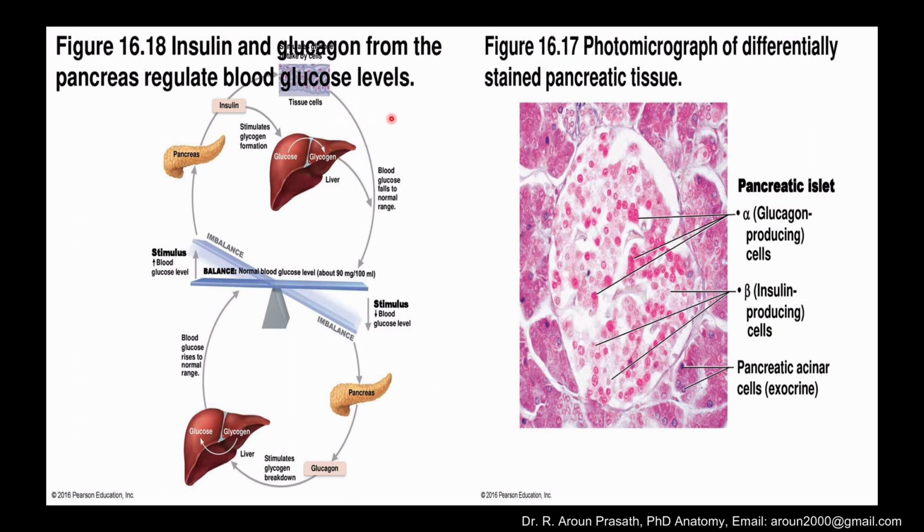Thereby the glucose level in the blood will come to normal, about 90 to 100 milligrams per deciliter. That is the normal blood sugar level. So we will speak about blood sugar now.